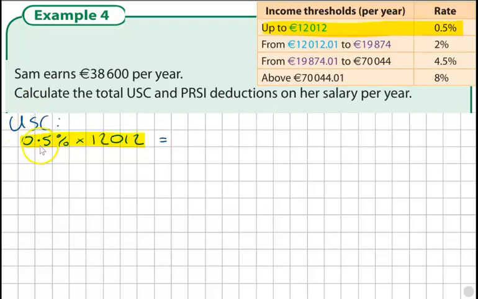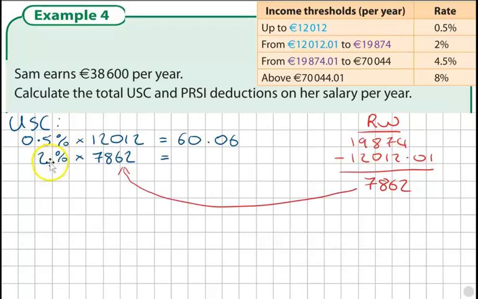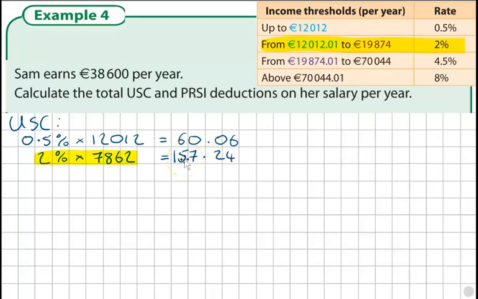So the USC is going to be 0.5% of €12,012, so multiplied by, giving us €60.06. In our rough work then, we're going to do 19,874 minus the 12,012, which leaves us with 7,862. So again, you can forget the 1 cent. So then we get 2% of 7,862. So we multiply, and that gives us €157.24.